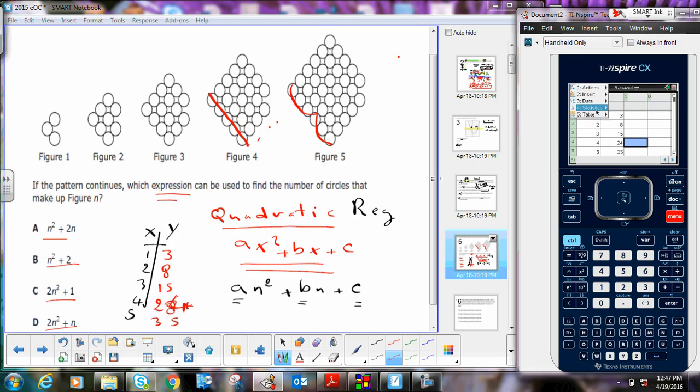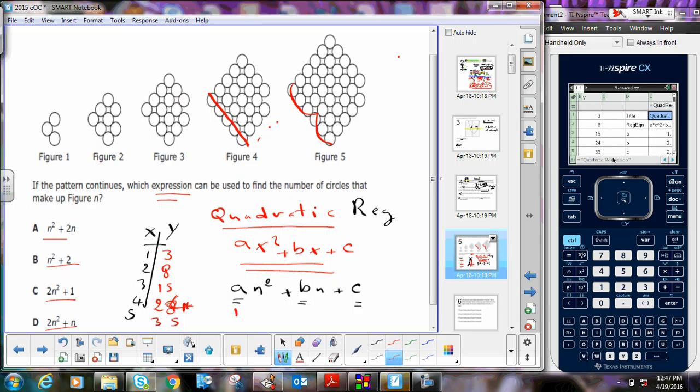So menu, statistics, stat calculation, quadratic regression, number 6, then X, then Y, then enter. Here A is 1, B is 2, C is 0. So 1, 2, and 0. So 0, there is no C. So your equation will be what? 1n squared plus 2n. Which one? It's A.